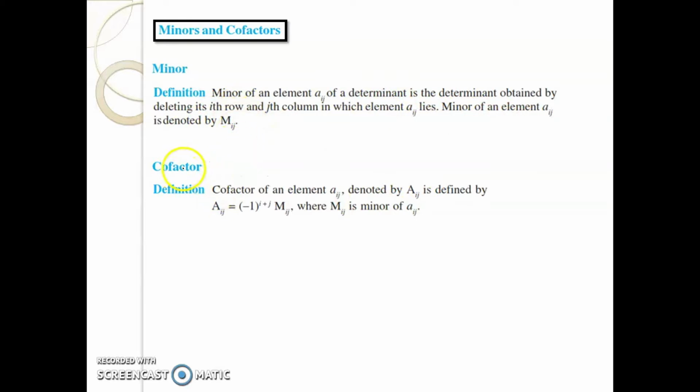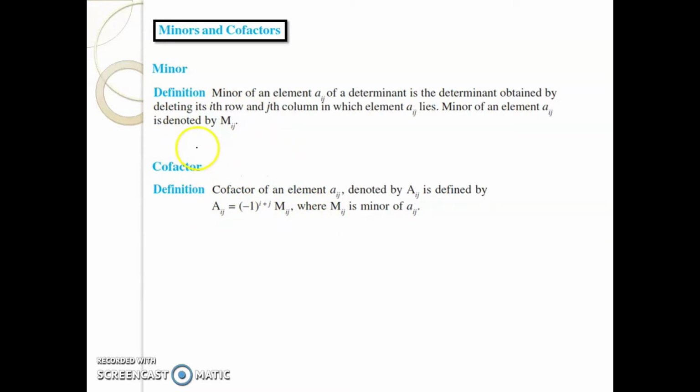Then next is what is cofactor. Cofactor of an element Aij is defined by Aij is equal to (-1)^(i+j) Mij. We will calculate the minor, and to the minor we will multiply with the sign, (-1) raised to power i plus j. We will calculate whether this value is negative or positive, and whatever the value will be, we will multiply with Mij. That means the minor, we will be getting Aij, right?